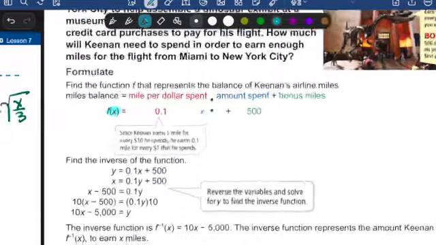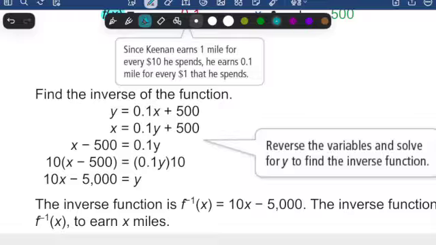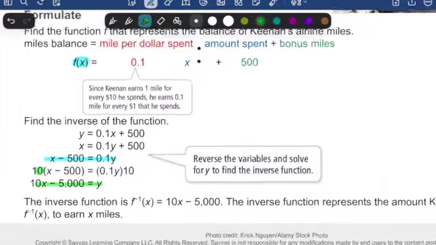To write the inverse function, we need to switch the inputs and the outputs, so switch x and y, and then solve for y. So subtract 500 from both sides. That's what we did here. And since we have 1/10 y, we can get rid of that 1/10 by multiplying everything by 10. So that's what we did here. We multiplied everything by 10. And that gives us our final inverse function, y equals 10x minus 5,000. Okay, so the inverse function is 10x minus 5,000, where x represents the number of miles.